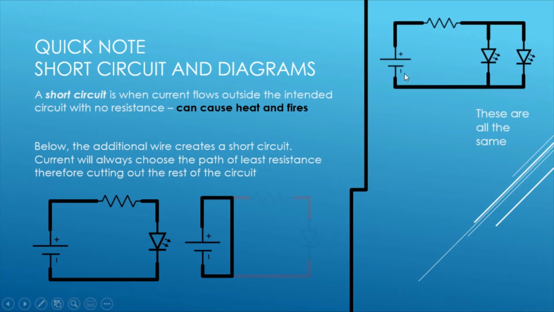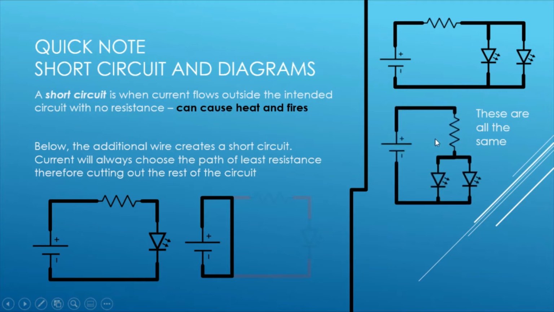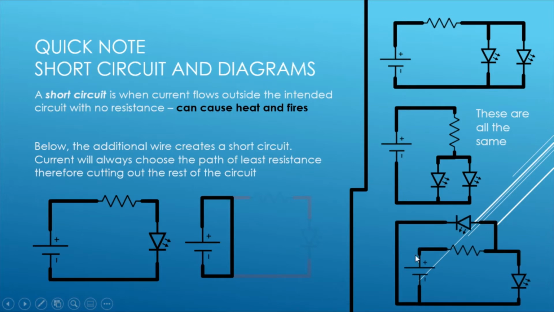Another thing to note is if we take this circuit diagram here where we have this resistor in series to these LEDs in parallel, and then we have this again where we connect one resistor in series to two LEDs in parallel. And then finally this circuit, which might look very, very different to the first, but in fact these are all the same. Okay, all we need to do is follow the dots.